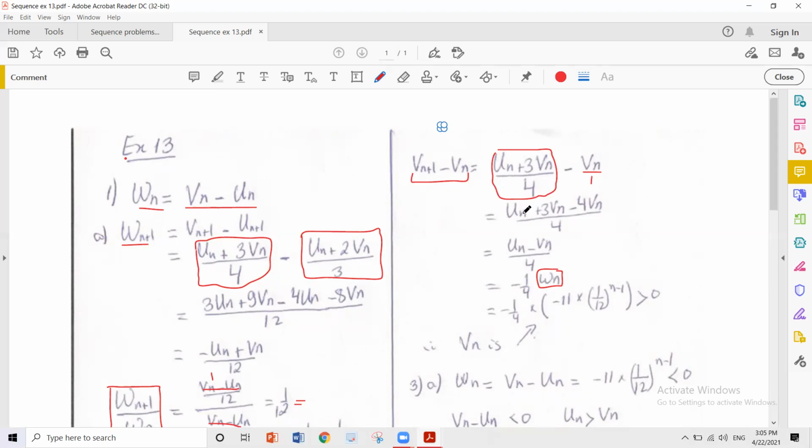It is equal to minus 1 over 4 times minus 11 times 1 over 12 to the power n minus 1, which is positive. Minus times minus is positive, so Vn is increasing.